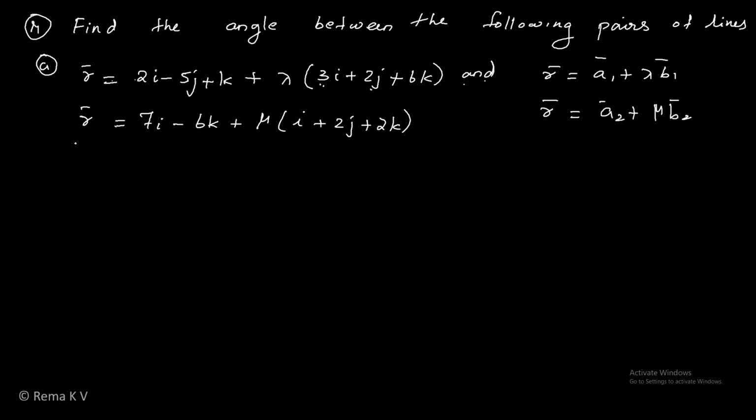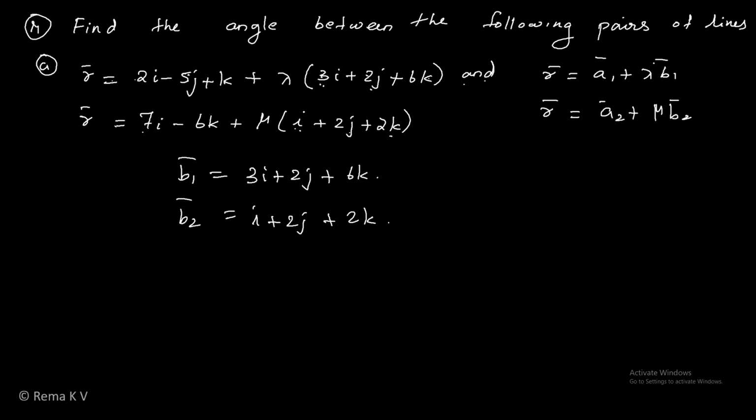Similarly, this is the equation of a line which passes through the point (7, 0, -6) and is parallel to the vector i plus 2j plus 2k. So here the parallel vectors are b1 and b2. So you have to write down vector b1 and vector b2. b1 is equal to 3i plus 2j plus 6k, and here the parallel vector b2 is i plus 2j plus 2k.